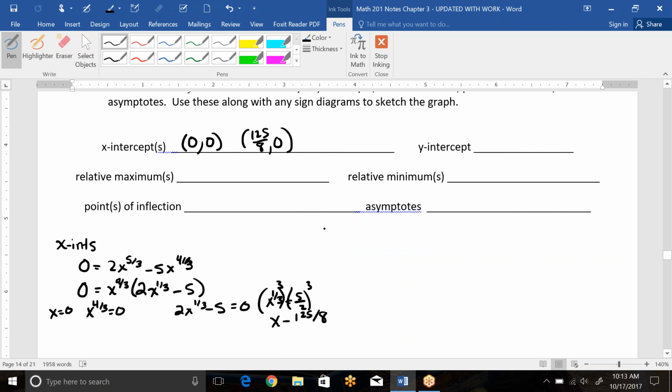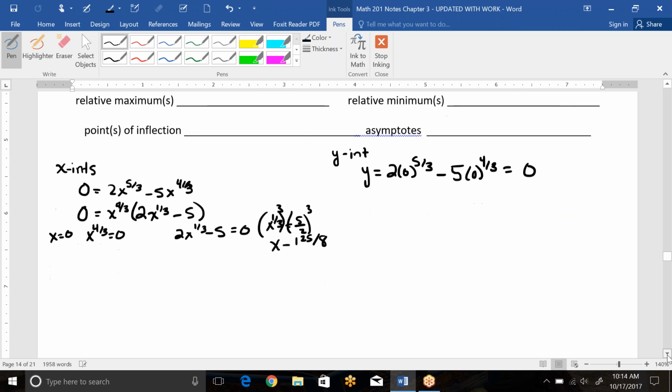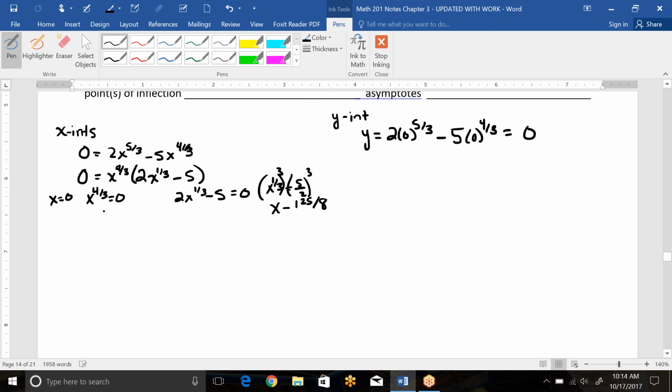Okay, and then for the y-intercept, you just plug in 0 for all the x's into the original function. So 2 times 0 to the 5/3 minus 5 times 0 to the 4/3. Since everything's times 0, it's just going to be 0. Okay, so now we want to talk about the extremas, the maximums and minimums, the relative max and min. Remember, to find that, we need to take the first derivative of our original function.